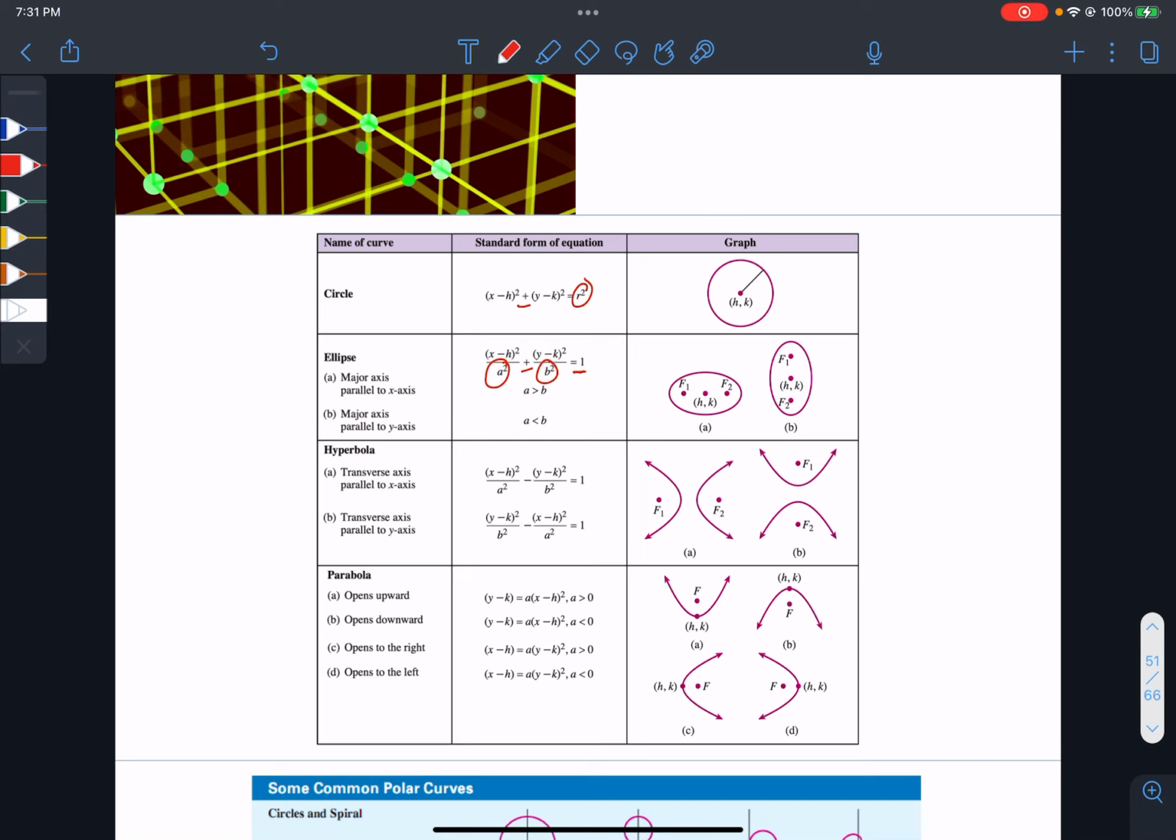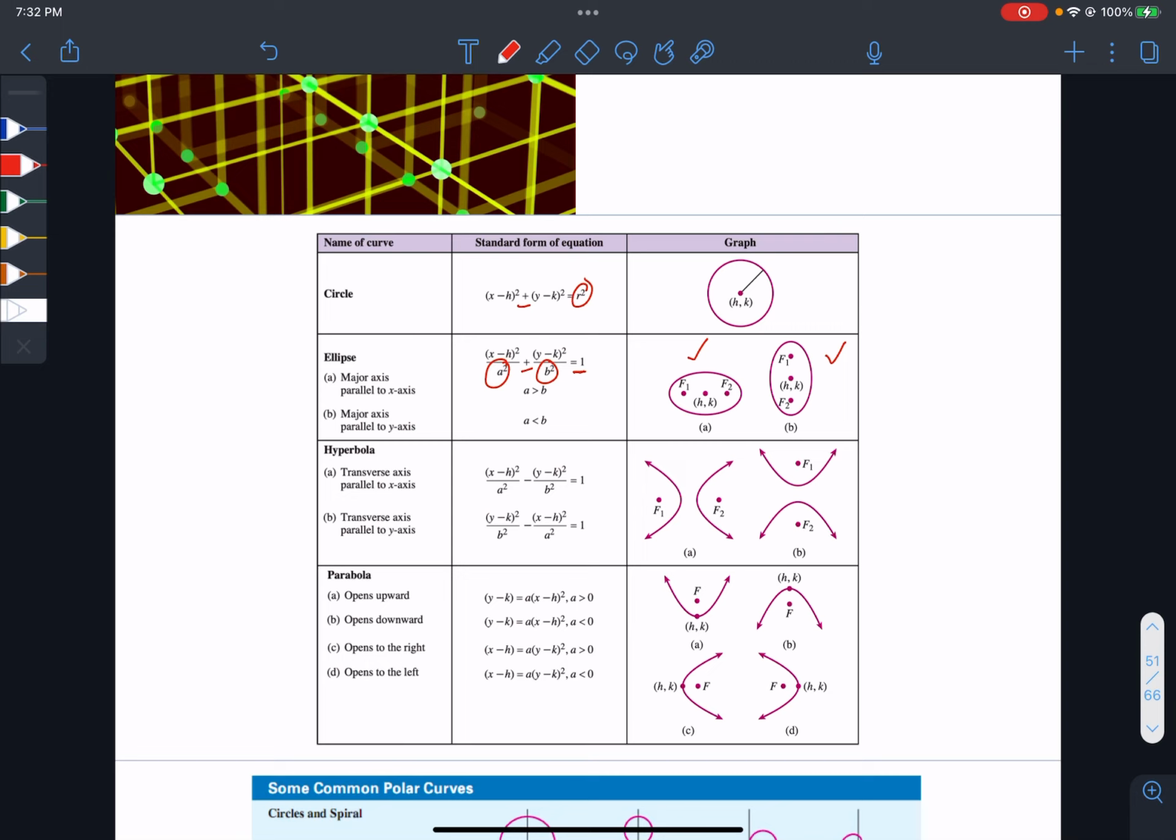When a is greater than b, as you can see here, that means the major axis is along x. The major axis is parallel to x. In this case, it's this one, so our ellipse is lying horizontally. But if a is less than b, or b is greater than a, that means our major axis is along y. So therefore, our ellipse is vertical.